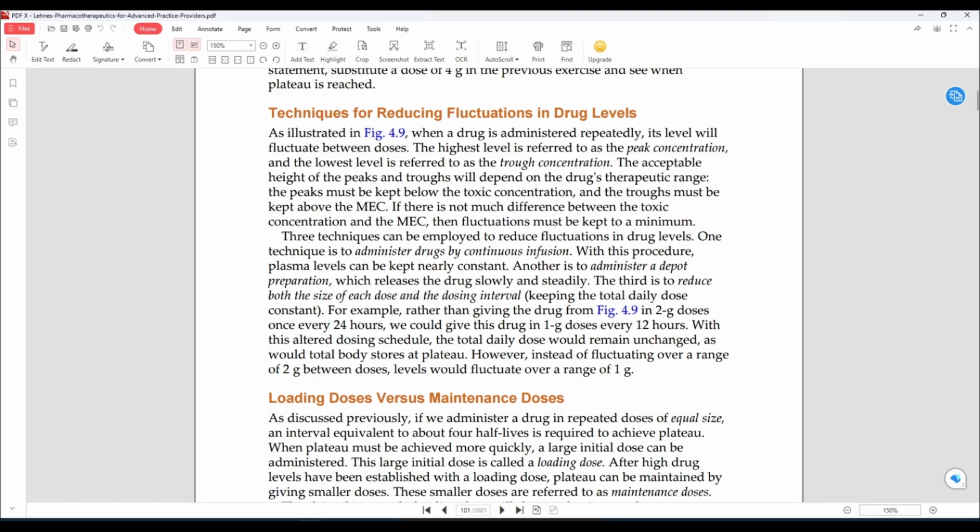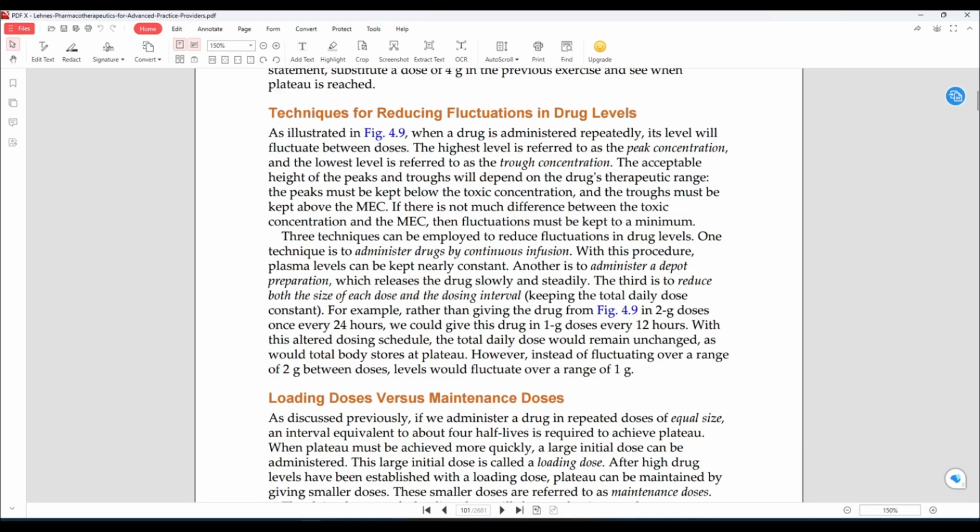One technique is to administer drugs by continuous infusion. With this procedure, plasma levels can be kept nearly constant. Another is to administer a depot preparation, which releases the drug slowly and steadily. The third is to reduce both the size of each dose and the dosing interval.